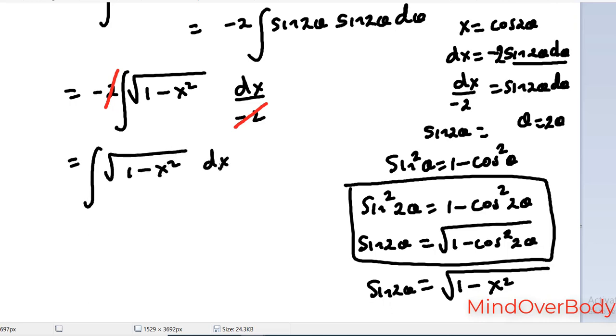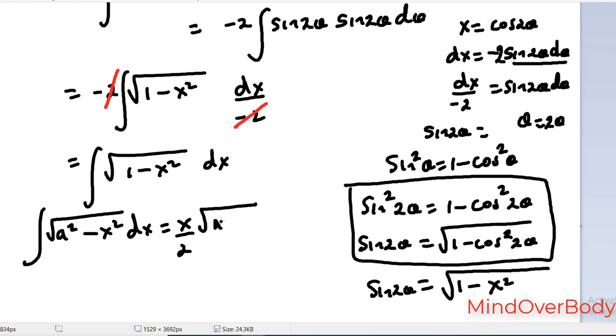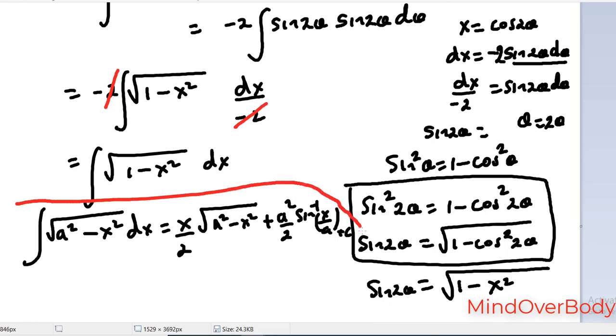If you were to see my previous video lesson, I have given you the solution for root of a squared negative x squared times dx, where I have derived the general formula to be x over 2 root of a squared negative x squared positive a squared over 2 sine inverse of x over a plus arbitrary constant c. I have actually shown you how to get this. Now I will be utilizing this particular formula over here.